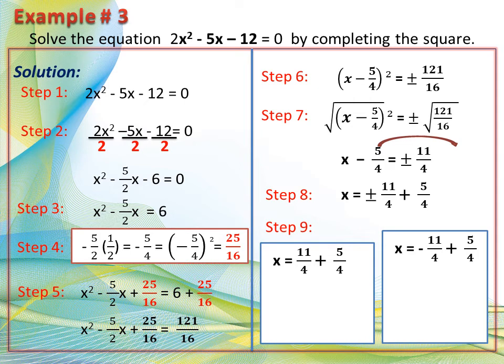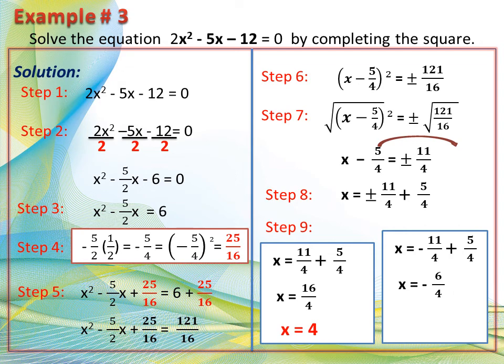So, dito muna tayo sa left side. So, 11 plus 5. So, i-add natin yung numerator. So, 11 plus 5, that is 16. Then, copy natin yung same denominator. So, 16 divided by 4, that is x equal to positive 4. Then, how about the right side? So, negative 11 plus 5, so it will become negative 6 over 4.